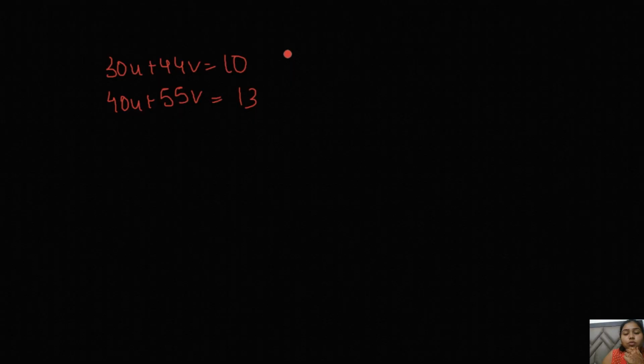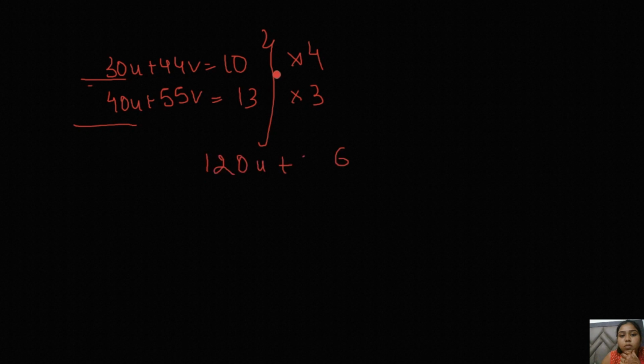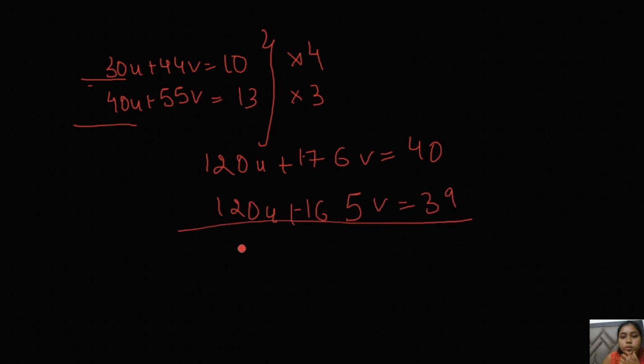First of all, for elimination or substitution, for the elimination method, just make the coefficients equal. So we will divide this equation by 4 and this by 3. We will be getting 120u plus 176v equals 40, and here we'll be getting 120u plus 165v equals 39, right? So we will just subtract them, making the signs opposite, and we will be getting 11v equals 1.